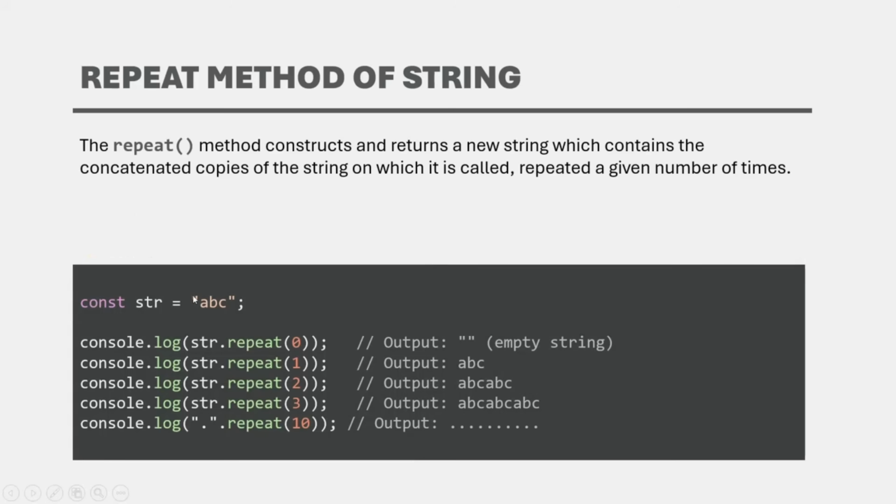So for example, let's say we have this string ABC. Now on this string ABC, when we are calling this repeat method and passing 0, the output is an empty string. But when we are passing 1, the output is ABC, the string as it is. When we are passing 2, this string ABC is repeated twice. When we are passing 3, it is repeated 3 times. And when we are passing 10, it will be repeated 10 times. And that is the use of this repeat method of string.